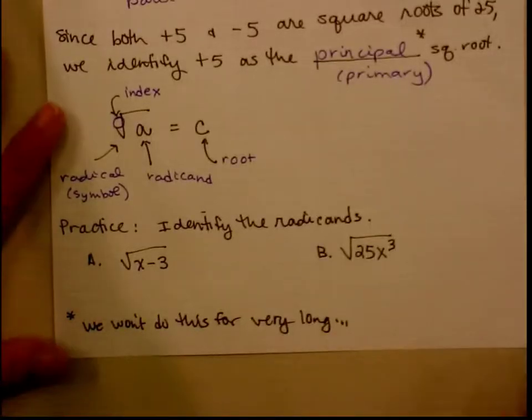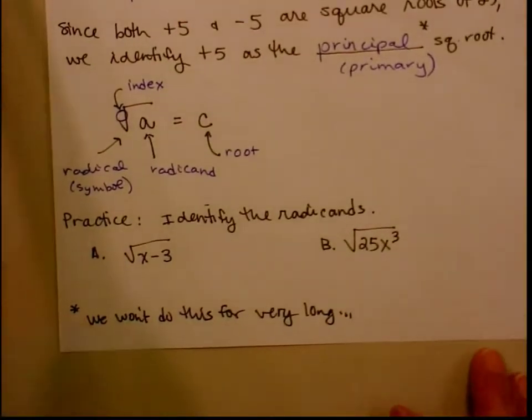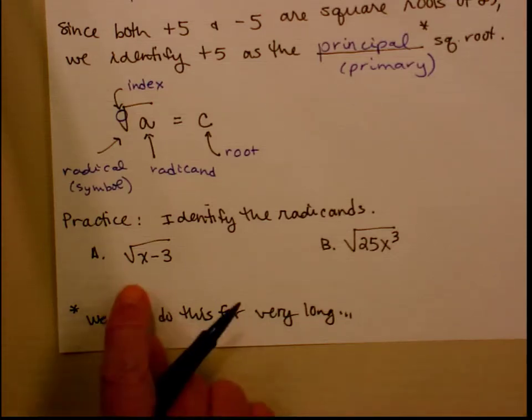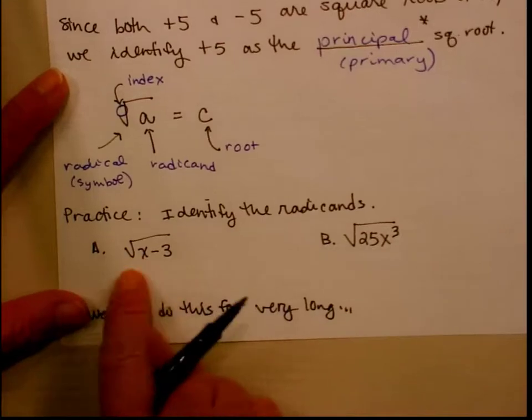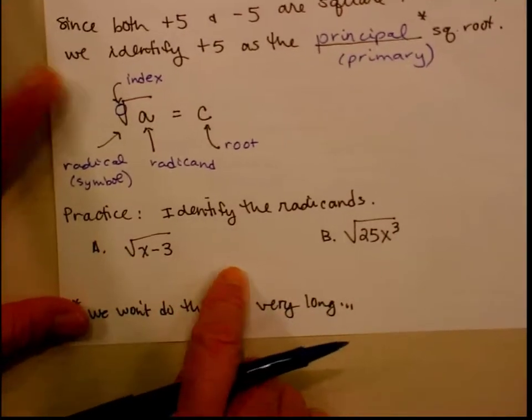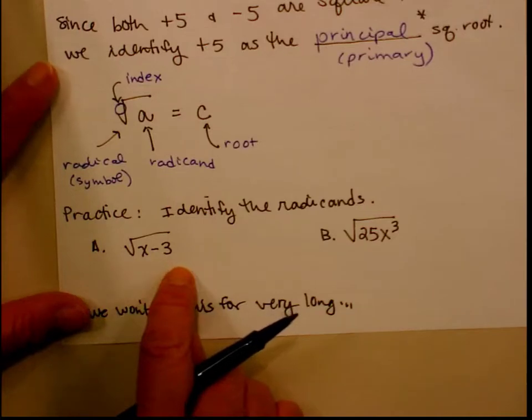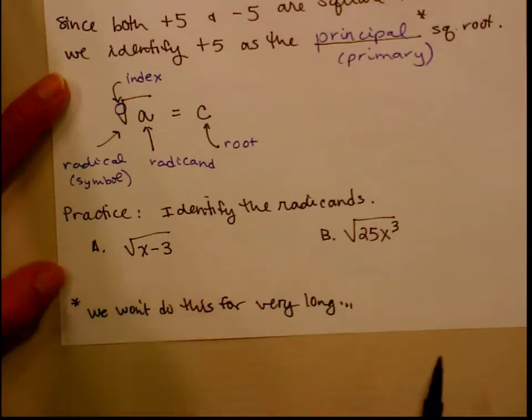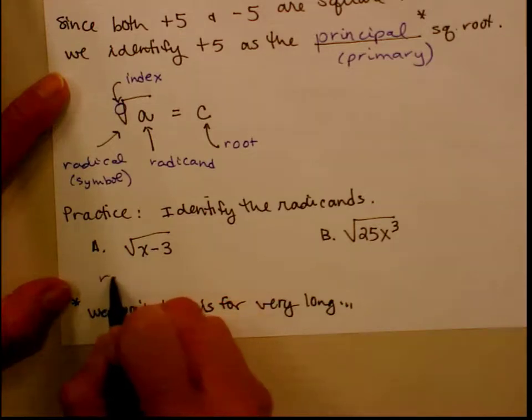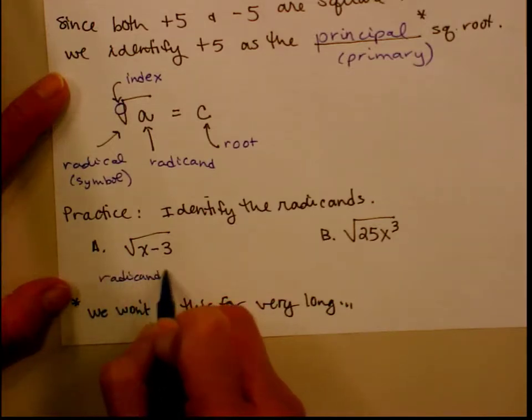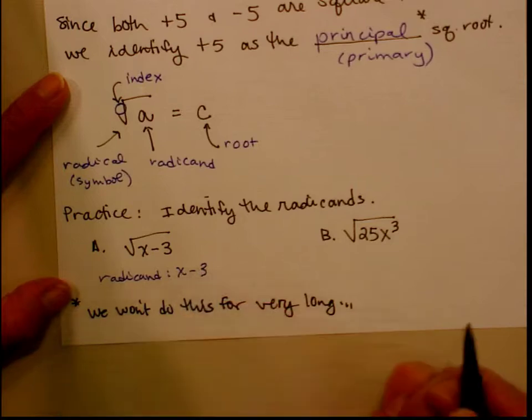Okay, so here we go. Let's go ahead and practice. Identify the radicand, match or not. Okay, so practice reading it out loud. What's this first expression? How would you read that? Right, the square root of x minus 3. What is the radicand? Right, so the radicand, the thing underneath, is the expression x minus 3.